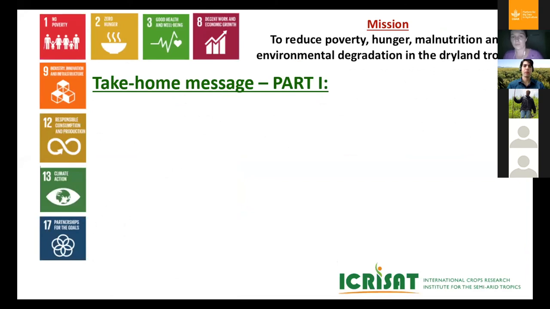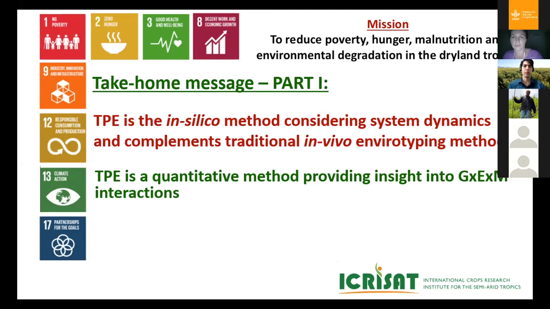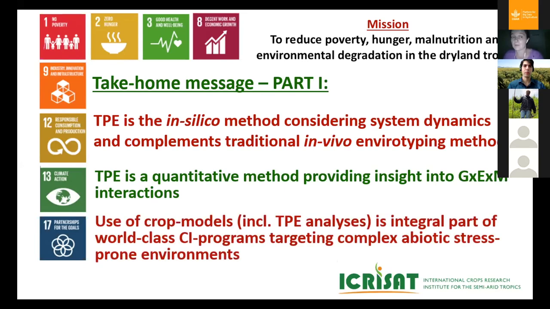So this is the end of part one. The take-home message is that, at least here, what we understood by TPE is that it is an in silico method which considers system dynamics and complements traditional in vivo envirotyping methods. TPE is a quantitative method which provides insight into G by E by M interactions. And there are many more examples out there showing that crop modeling tools, including this type of TPE analysis, can help crop improvement programs in targeting their production pipelines, especially in complex environments burdened by abiotic stresses. So now let's take a deep breath.